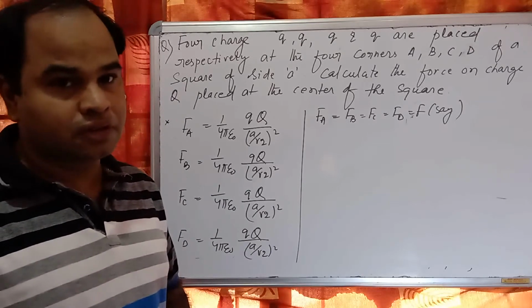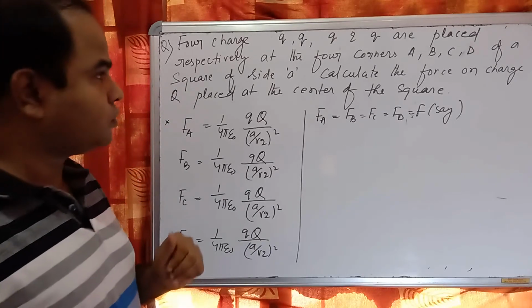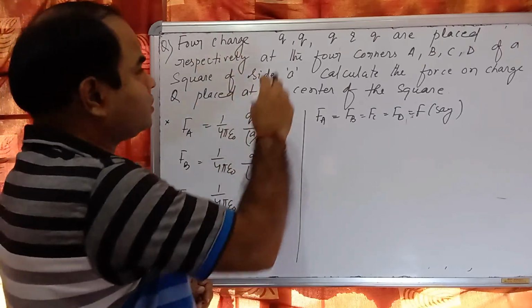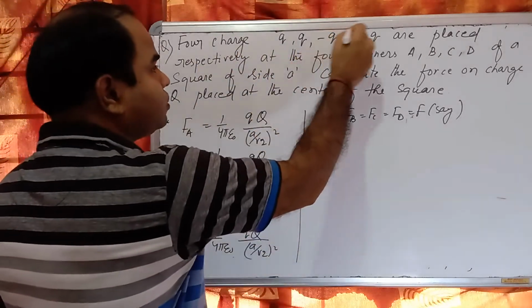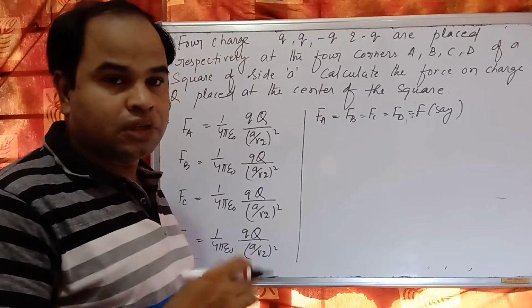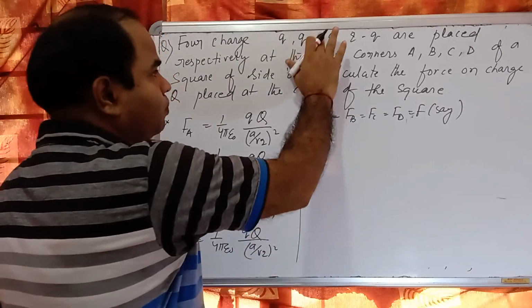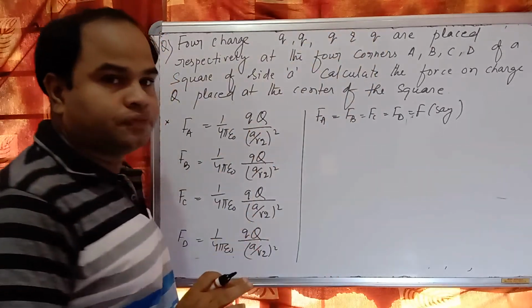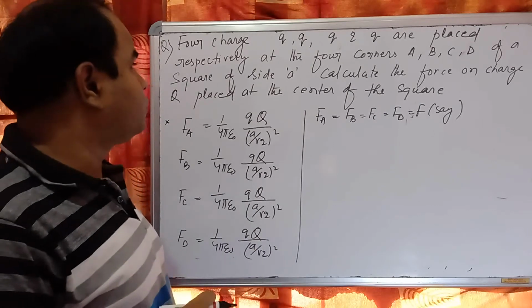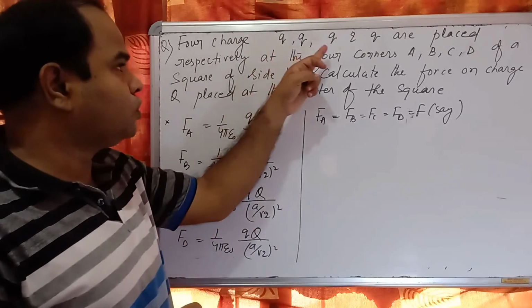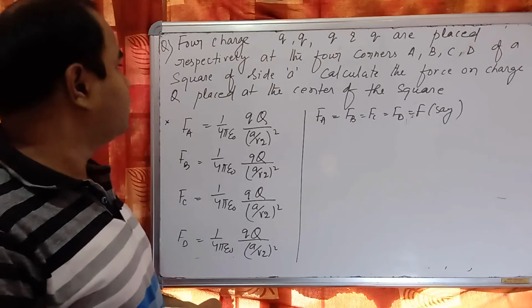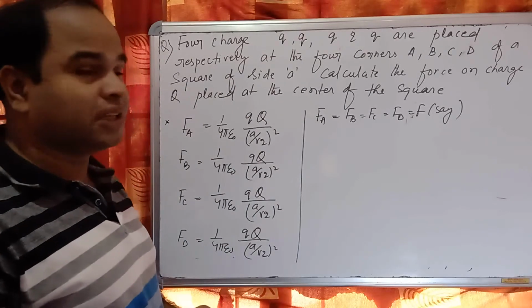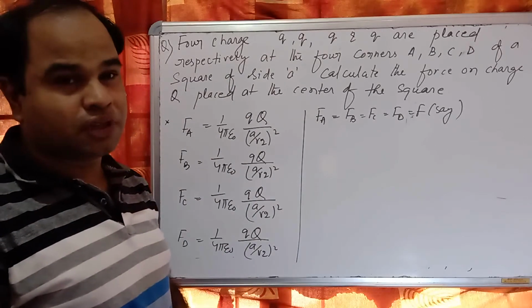Let us do the question by changing the nature of the charges. Here we had four charges Q, Q, minus Q and minus Q. Let us change that to plus charges. The question is: four charges Q and Q are placed respectively at the four corners A, B, C, D of a square of side A.